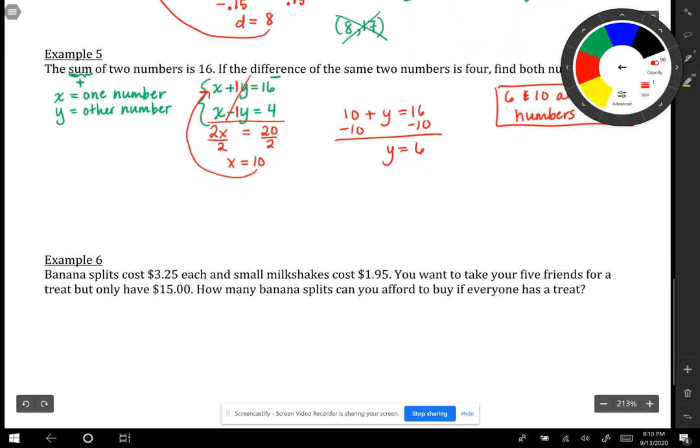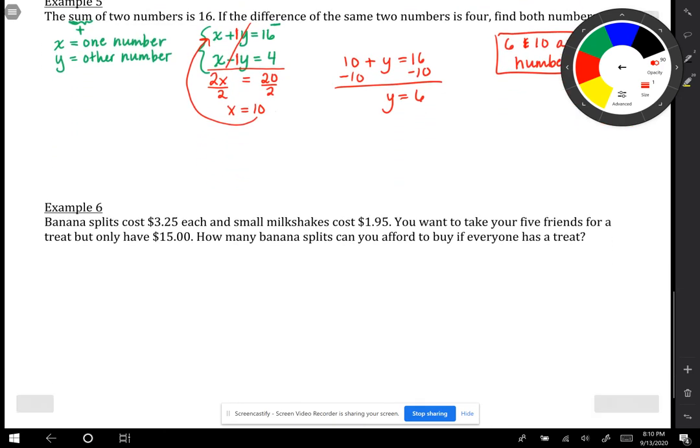All right, and the last one, which always makes me hungry after I do it. Banana splits cost $3.25 each, and small milkshakes cost $1.95. So I'm going to call milkshakes M and banana splits B. I don't want to use S for splits and S, you can't use the same variable. Let's just use B. You want to take your 5 friends, so it's you and your 5 friends, for a treat, but only have $15. How many banana splits can you afford to buy if everyone has a treat?